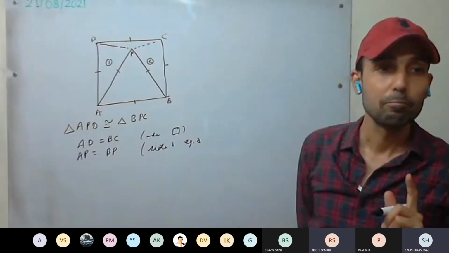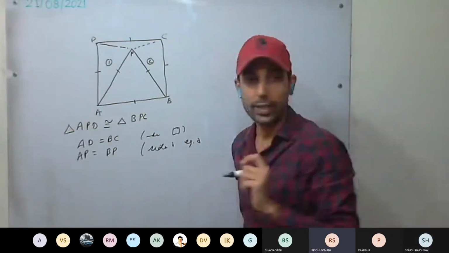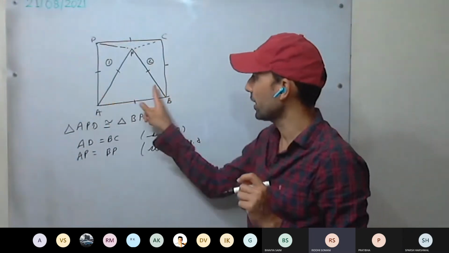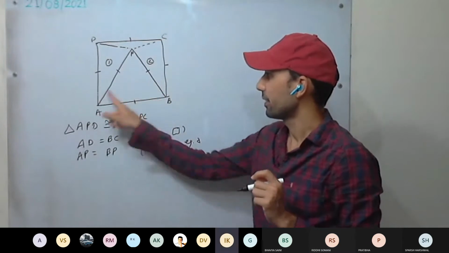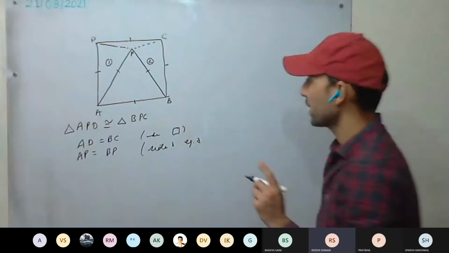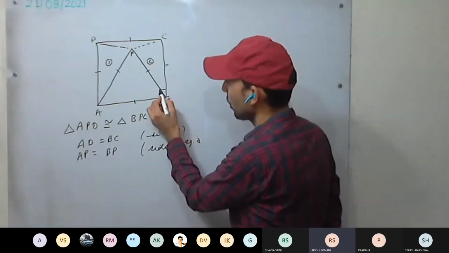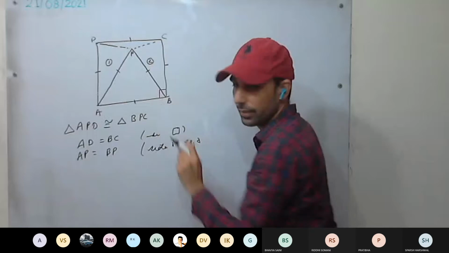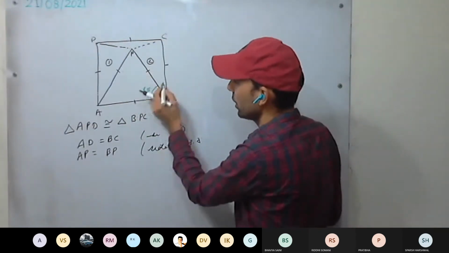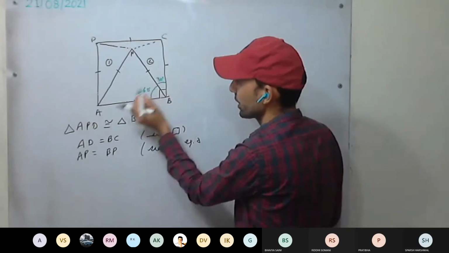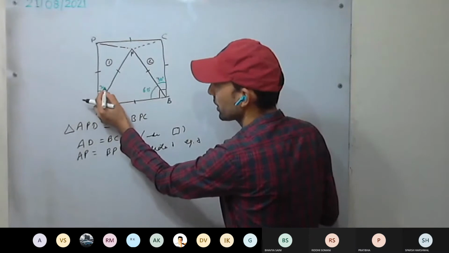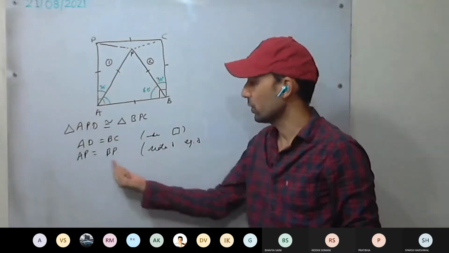Sir, angle DAP is equal to angle CBP. So this angle you are taking. Why are they equal? Sir, because ABCD is a square and APB is an equilateral triangle. See here, this whole angle is 90 degrees. And this one angle is 60 degrees, equilateral triangle. So this angle will be 30 degrees. Similarly here, 60 degrees out of 90, so this will be 30 degrees. So these two angles are equal to 30 degrees.